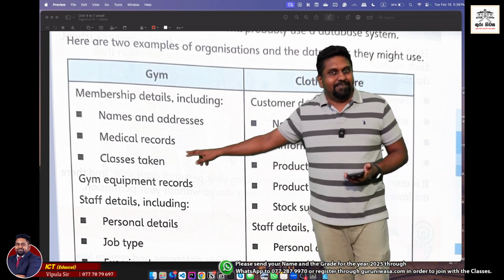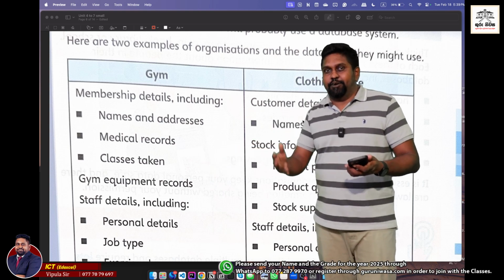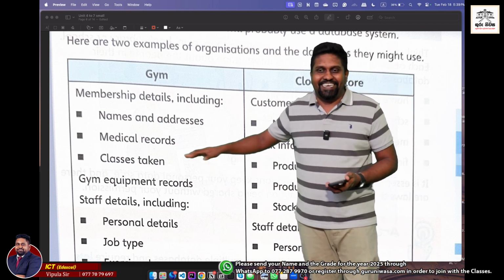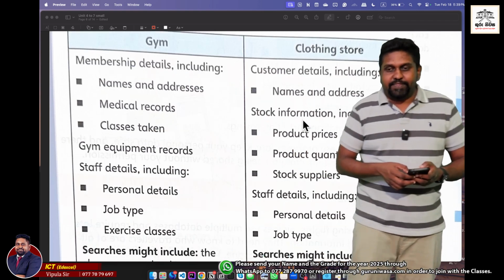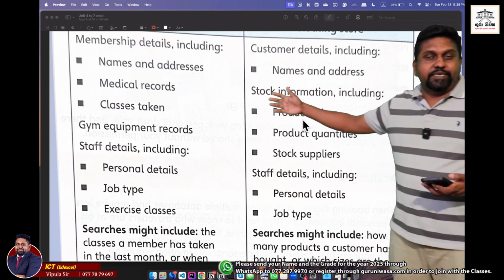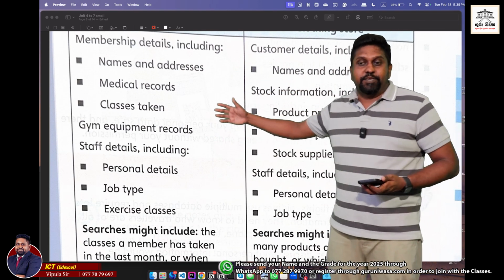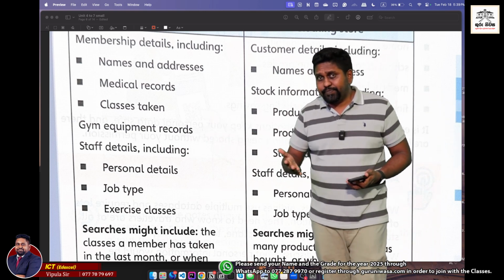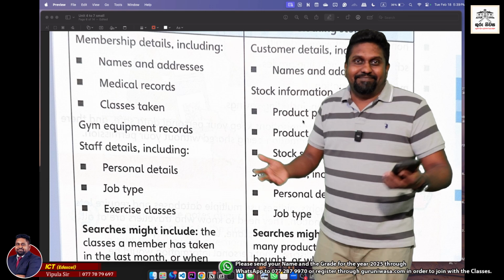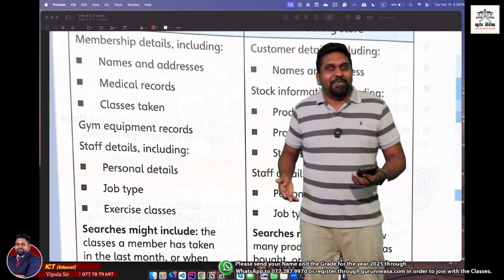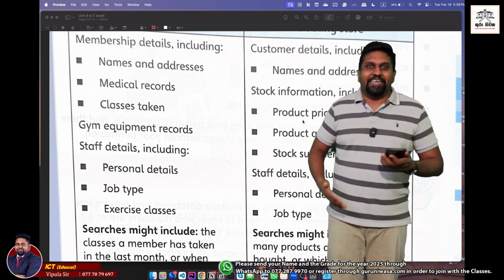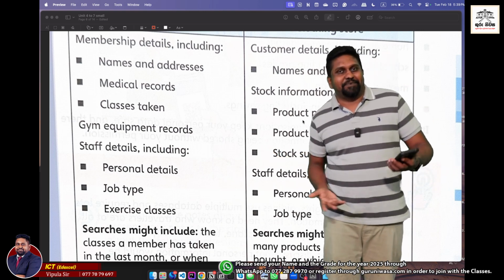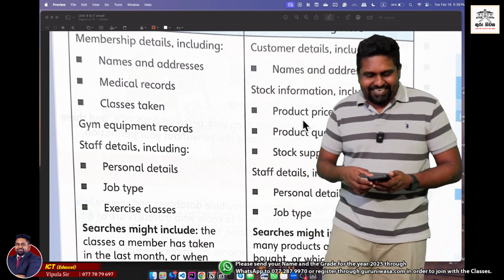And then ultimately, classes taken, how many classes you have taken at that gym, right? And then there can be some personal records like gym equipment, what type of gym equipment you have used, personal details, the job type, exercise classes. Gyms have exercise classes, so how many classes you have participated in, and how was the training, and all this information, right?